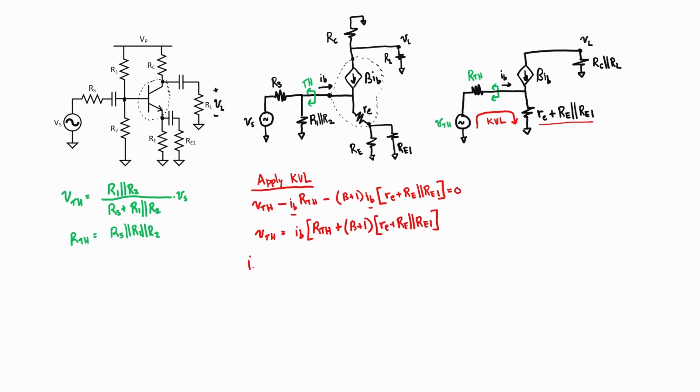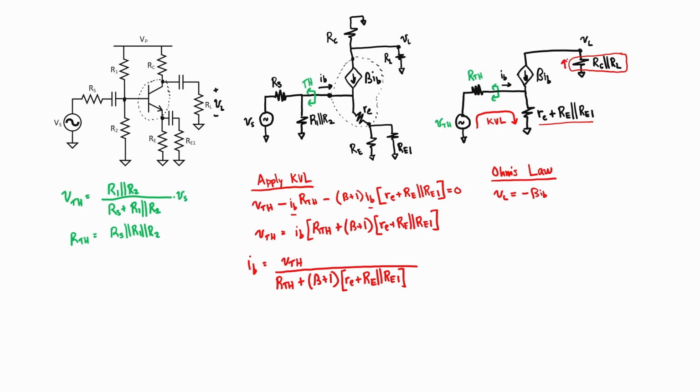Let's now solve this expression for I sub B. Let's now apply Ohm's law across these resistors up here, R sub C in parallel with R sub L. V equals IR, so we have the load voltage, we have beta IB, and it's negative because it's going up rather than down here. And then we have the resistors.